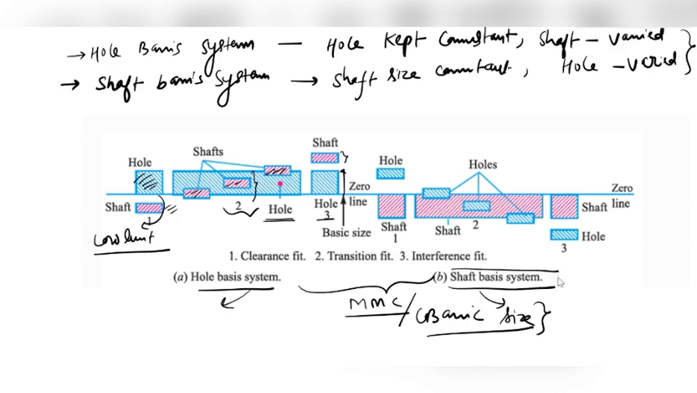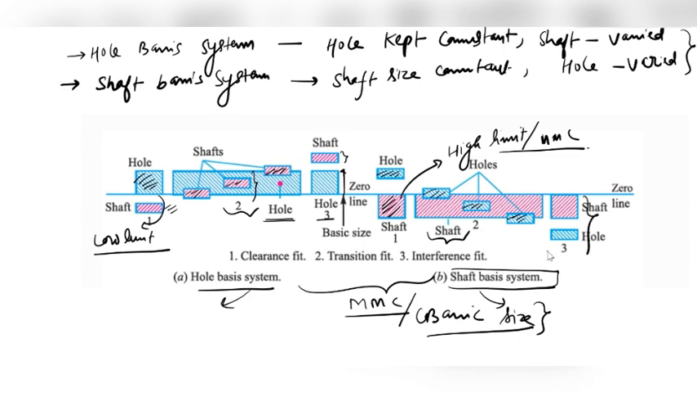In the case of shaft basis system, first we have to fix the basic size. Here the basic size is fixed, corresponding to the high limit or maximum metal condition of the shaft. So this is the basic size. Now for a case of clearance fit, the hole tolerance zone will lie above that of the shaft tolerance zone. For the transition fit, the hole tolerance zone is overlapping that of the shaft.